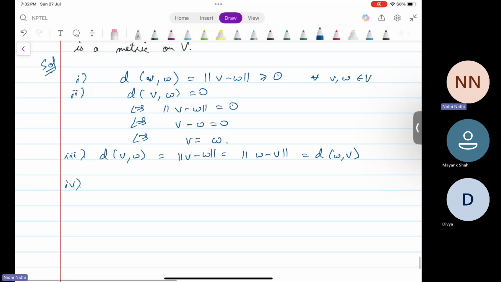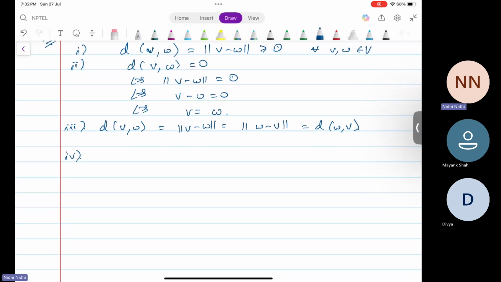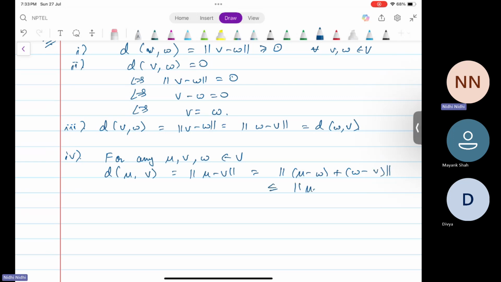Next is the triangle inequality, which comes from the triangle inequality property of the norm. For any u, v and w in V, we have d(u,v) equal to norm of u minus v, which is norm of (u minus w) plus (w minus v). Then by the triangle inequality, this is at most d(u,w) plus d(w,v).